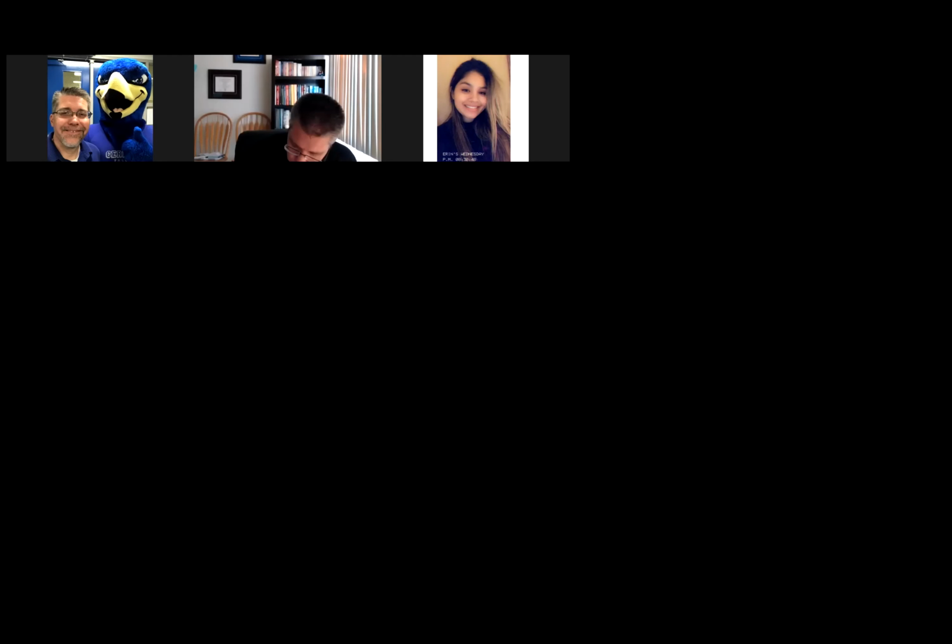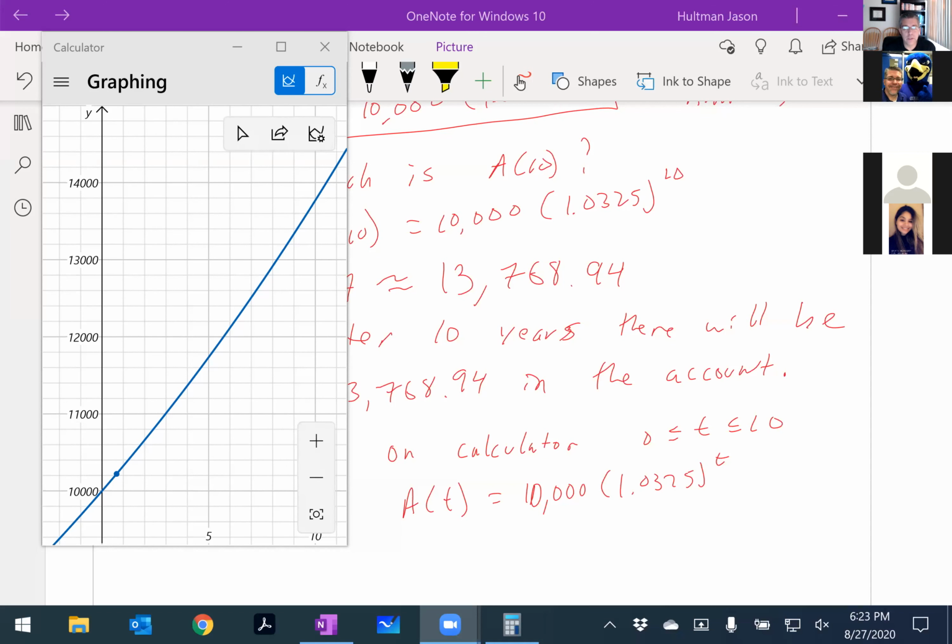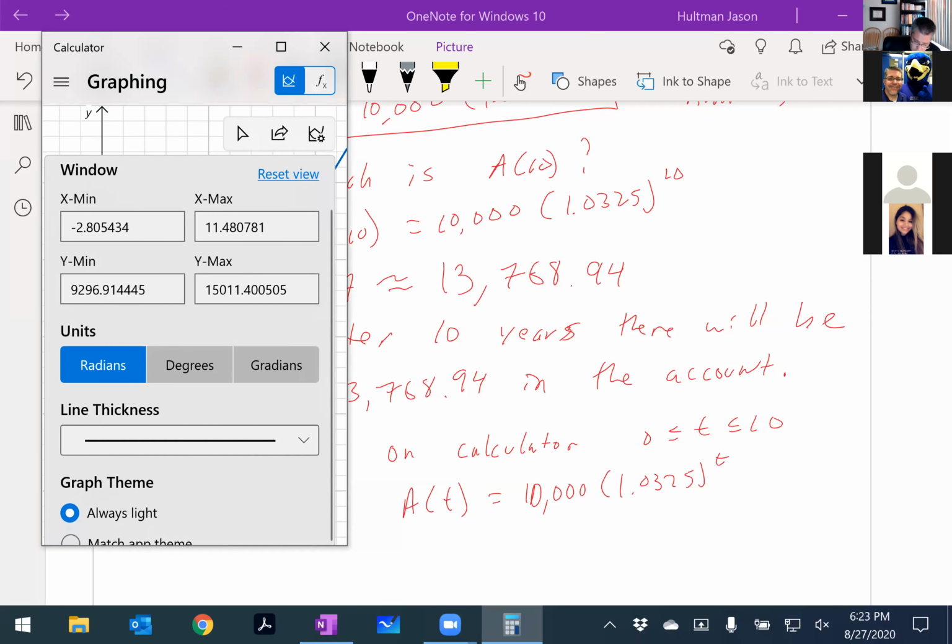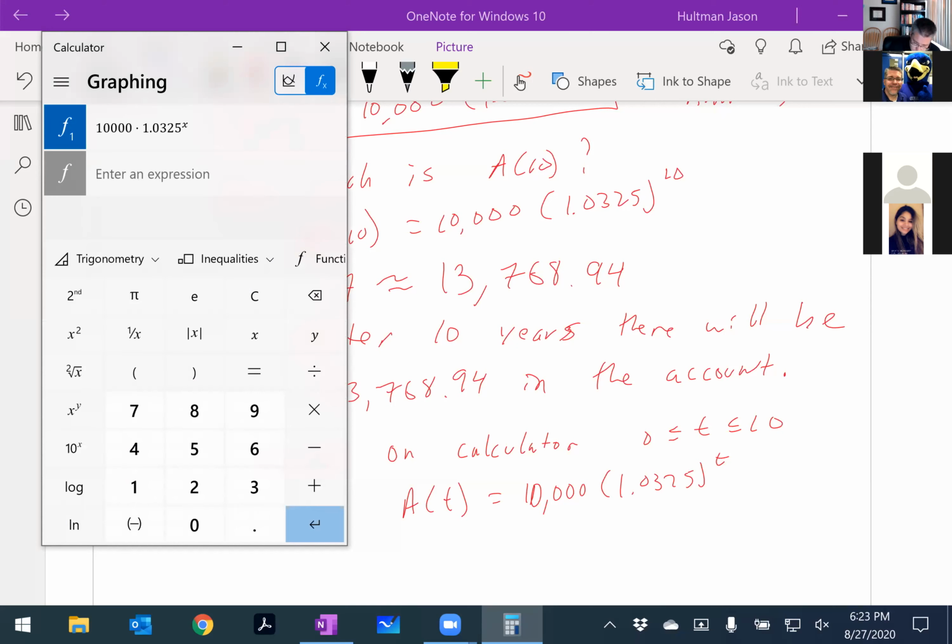Oh, let me stop my sharing here. I don't know why it wasn't showing that. There we go. Okay, perfect. So when I graph this function like so, I graphed it on the calculator in Windows. This is just the Windows default calculator.